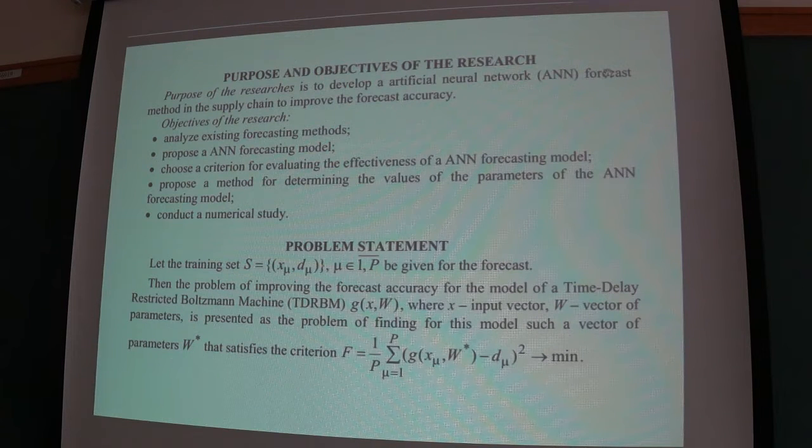Let the training set be given for the forecast. Then the problem of improving the forecast accuracy for the model of a time delay restricted Boltzmann machine, where x is the input vector and W is the vector of parameters, is presented as a problem of finding for this model such a vector of parameters that satisfies the criteria.